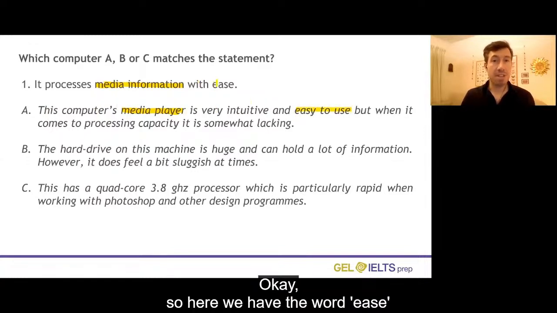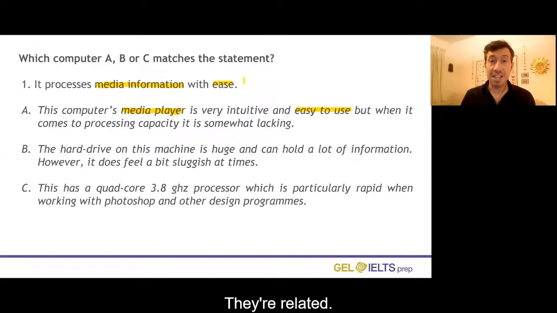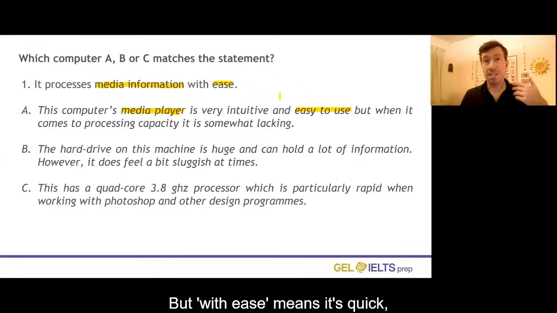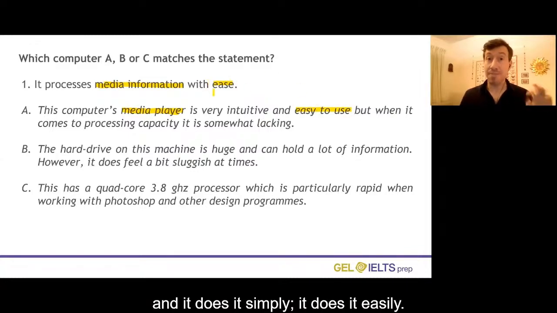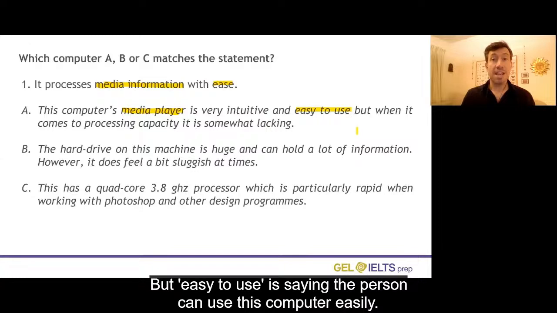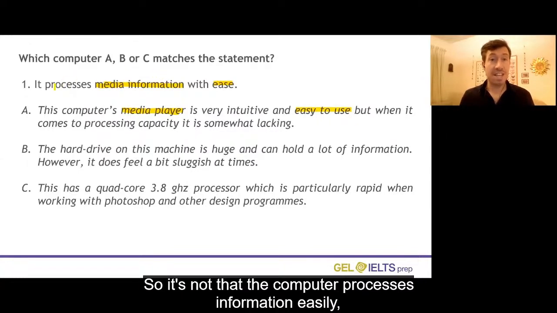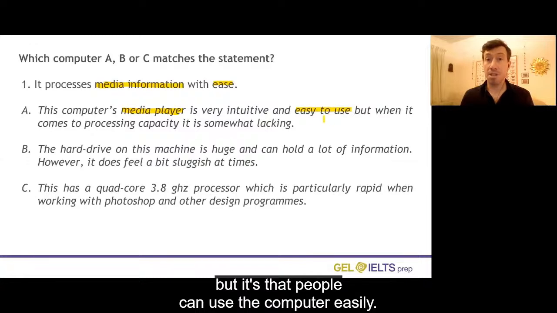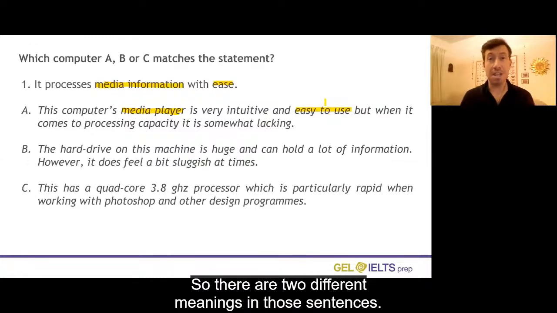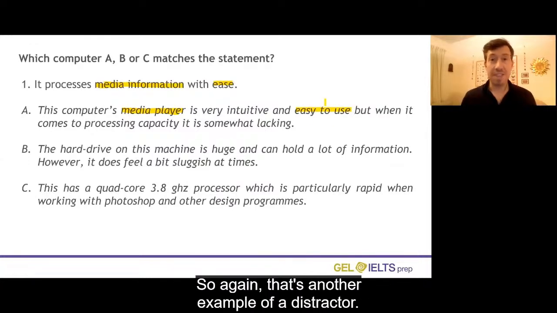Okay? So here we had the word ease and easy, they're related, but with ease means it's quick and it does it simply, it does it easily. But easy to use is saying the person can use this computer easily. So it's not that the computer processes information easily, but it's that people can use the computer easily. So there are two different meanings in those sentences. So again, that's another example of a distractor.